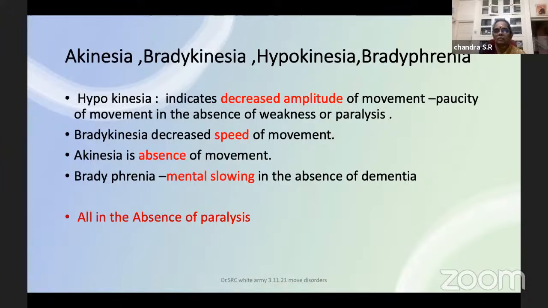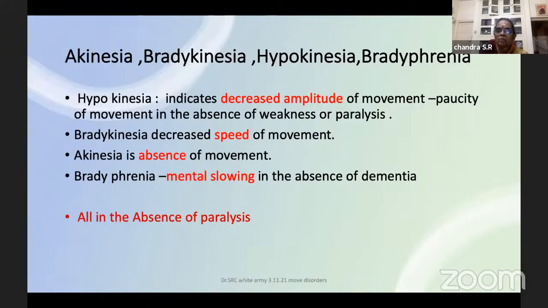So what are these terms? So these things are happening. So what do we understand by these terms? So we get reduced speed. Tone, we have already had a separate session. Is the state of partial contraction always present in the normal muscle for maintenance of posture with minimal expenditure of energy? That I am not going into. And next is hypokinesia. It indicates decreased amplitude, so the peak of the movement. So hypokinesia is different from bradykinesia. Hypokinesia is decreased amplitude, whereas bradykinesia is decreased speed.